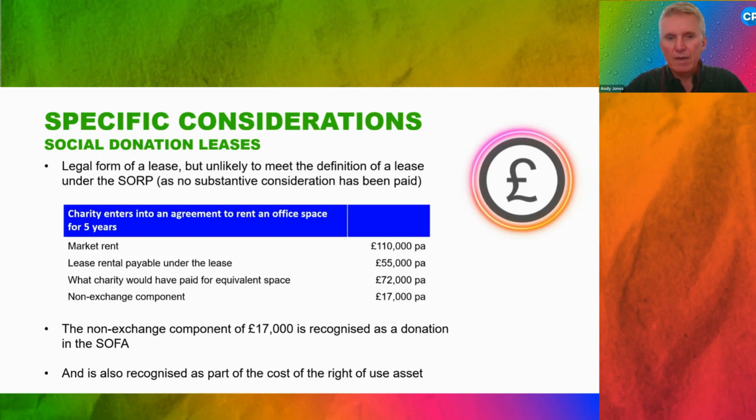£17,000. Like in the previous example, this is the non-exchange component, and that's recognised as a donation in the statement of financial activities. Again, donated income, donated expenditure. The slight difference here, and remember when we're working through determining the cost of your right of use asset, is that the value of this social donation is added to the cost of your right of use asset. So if you did have this kind of structure in place, you'd find that the value of your right of use asset is going to be slightly higher than the value of your lease liability once you've worked through those calculations.